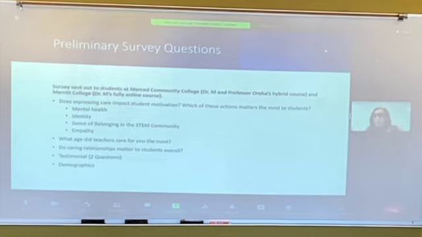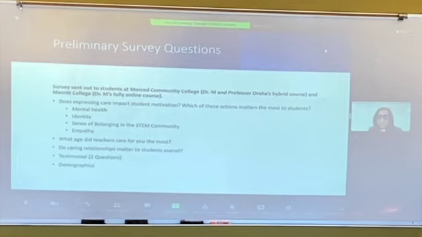Is my class an equitable class? Is it accessible to my students? Are they feeling like they have all the resources they need, and do they feel comfortable talking to me, and are they motivated to learn? So these are the questions that I had asked in the survey.